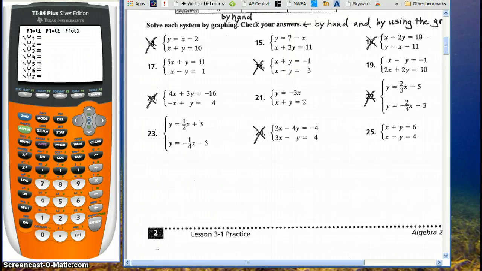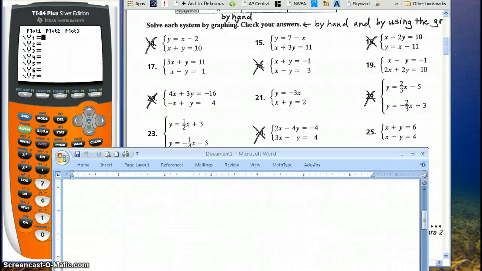Hi, here are just a few questions that were emailed to me. For example, this is in 3-1, numbers 17, 21, and 23, and it said solve each system by graphing by hand and then check your answers using your graphing calculator. Whether you're using your graphing calculator or graphing by hand, you have to make sure that you solve for y first. Okay, so let's take a minute to look at problem number 17.